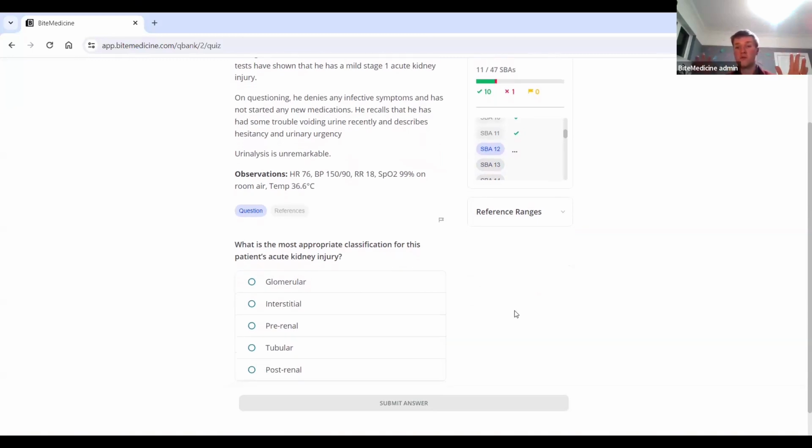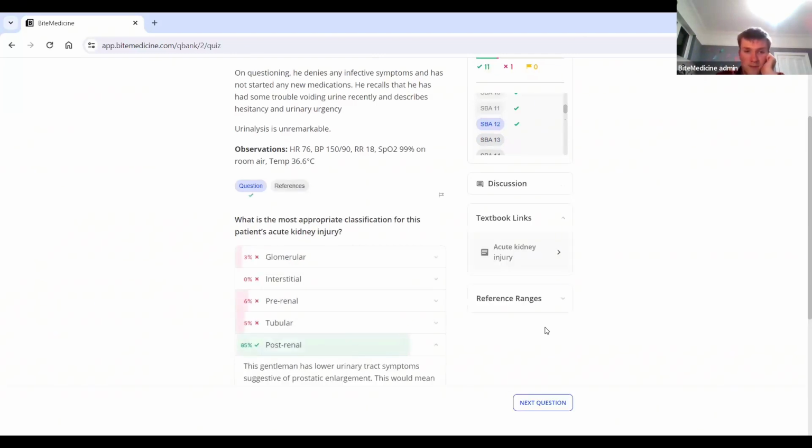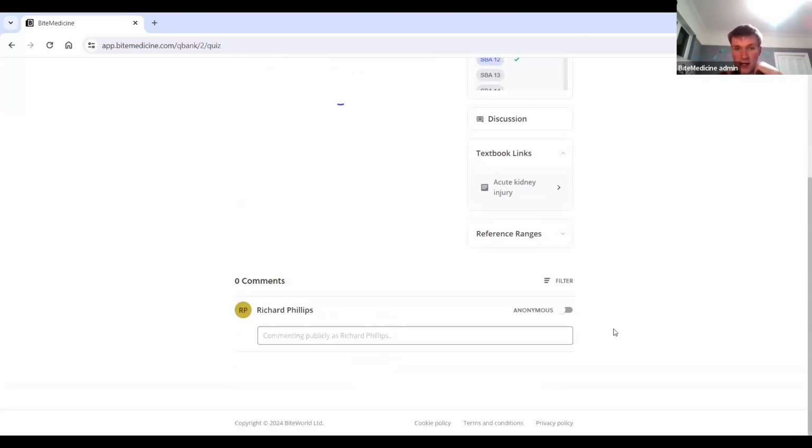Okay, so you'll probably know pre-renal, renal, post-renal. Within renal, you can divide it into glomerular, interstitial, tubular, and also the intrinsic blood supply. In this instance, the only thing we have to go off is he's been having lower urinary tract symptoms. Therefore, we've got to go with post-renal. Excellent. Nice, easy, slam dunk. Let's move on.